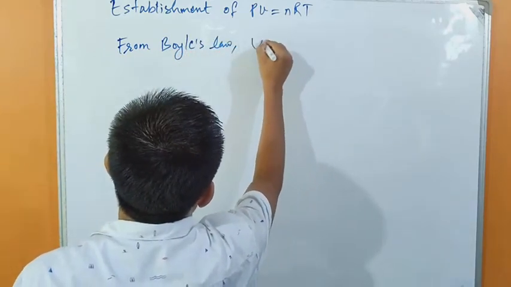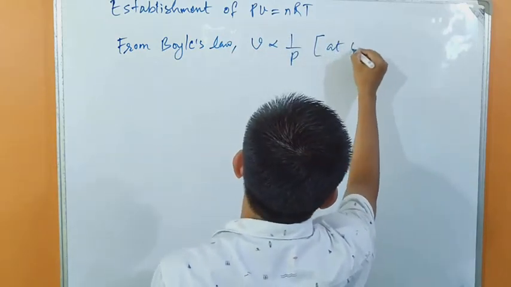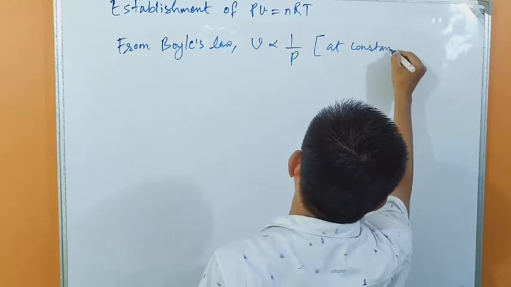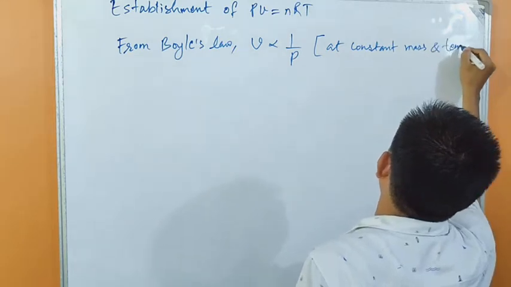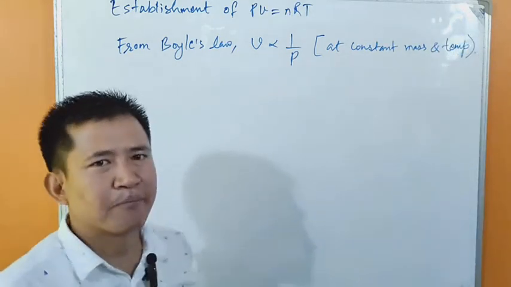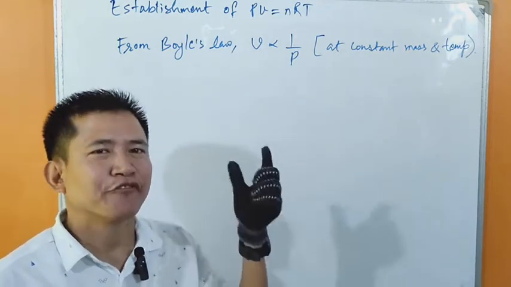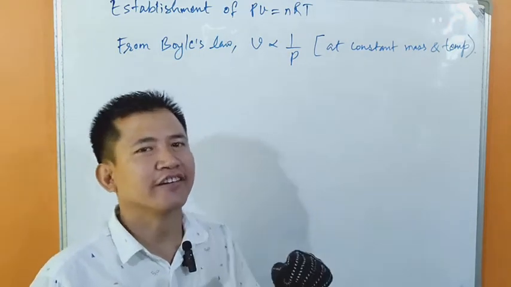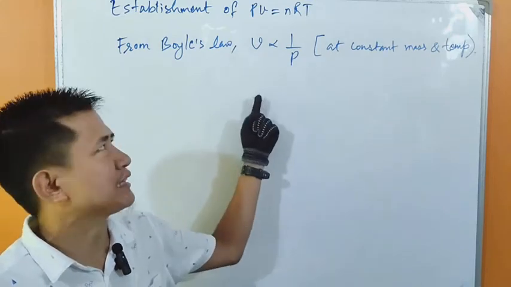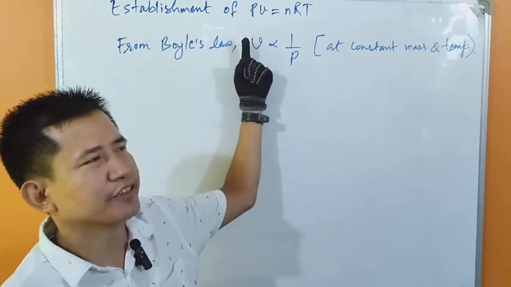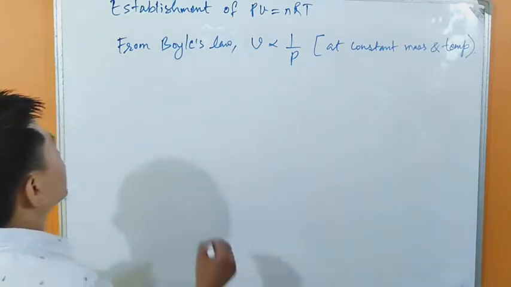volume is inversely proportional to its pressure at constant mass and temperature. When mass and temperature of the gas are kept constant, volume of gas is inversely related to its pressure, which means if you increase the pressure, volume decreases, and if you decrease the pressure, volume increases. This is Boyle's law.